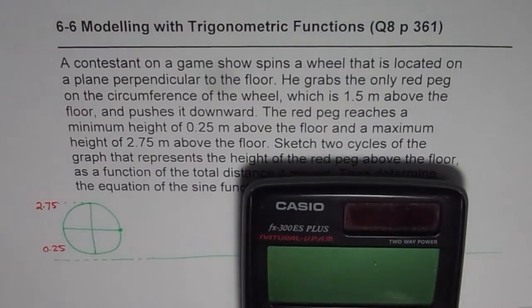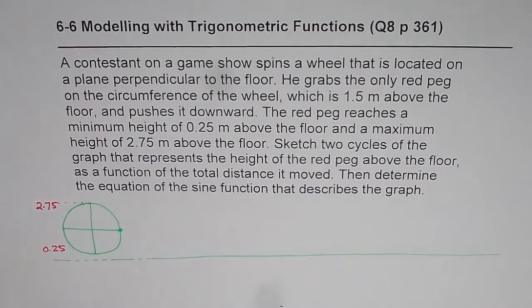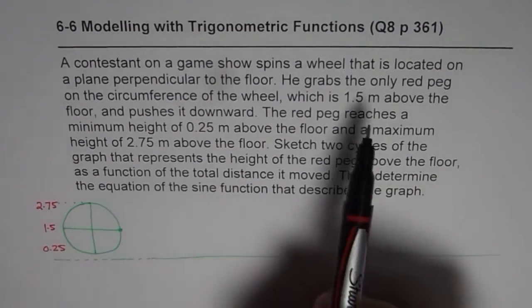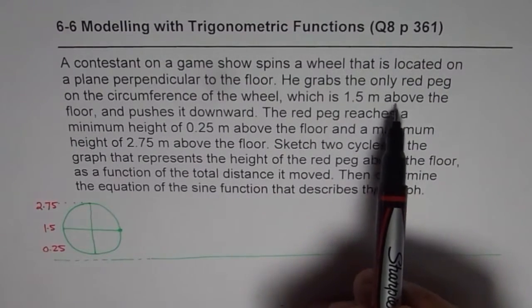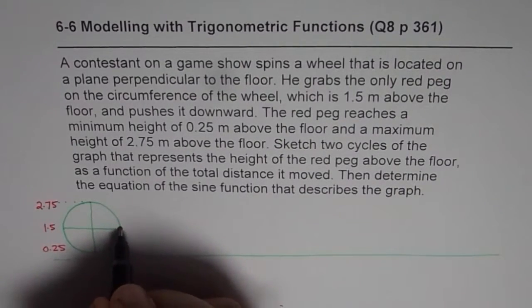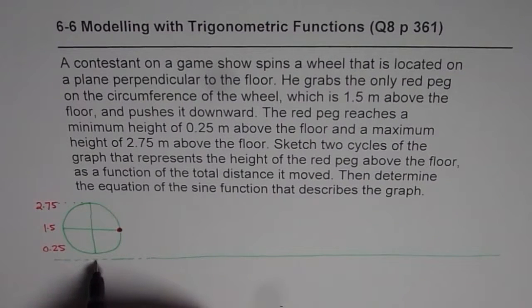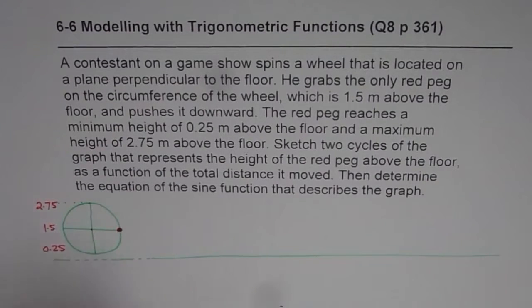The center you can get by adding them, 2.75 plus 0.25, and then dividing by 2. That gives you 3 over 2, and 3 over 2 in decimals is 1.5. So the center here is 1.5. And fortunately for us, the red peg is 1.5 meters above the floor. That means it is right there in the center, right? So you can see the wheel here. From the floor, that's the lowest point, that's the axis, and that's the maximum.